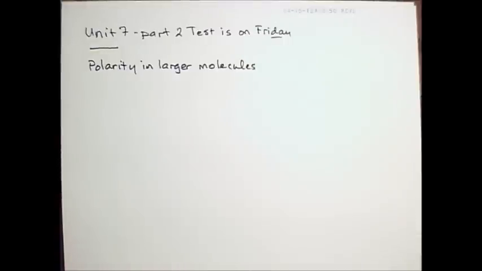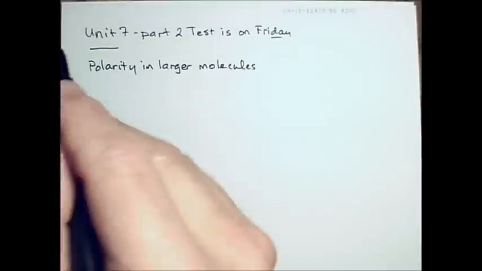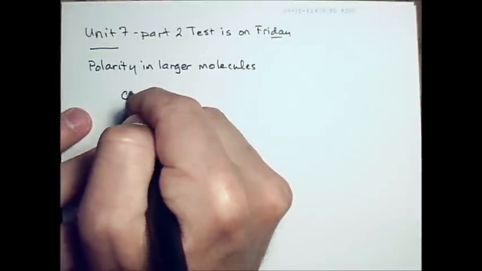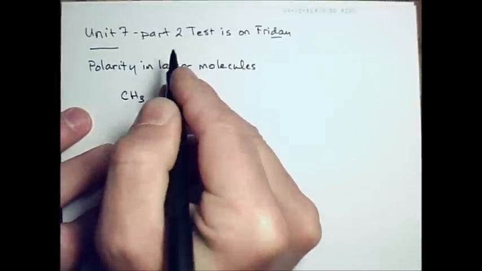All right, so we're going to look at polarity in larger molecules. This is going to require that you think a little bit differently than we did in Unit 4. We've got to progress beyond Unit 4. So the first thing I'm going to look at is a molecule like this. This is our example molecule here.